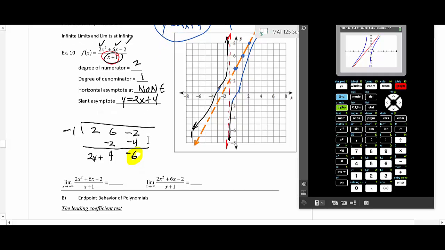Okay? So, what is the answer to the limit as you go to negative infinity? Where's the graph going? Negative infinity. Good. How about as you go to infinity? That's it. Okay? That's how it goes. All right, so that's when you have a slant asymptote.